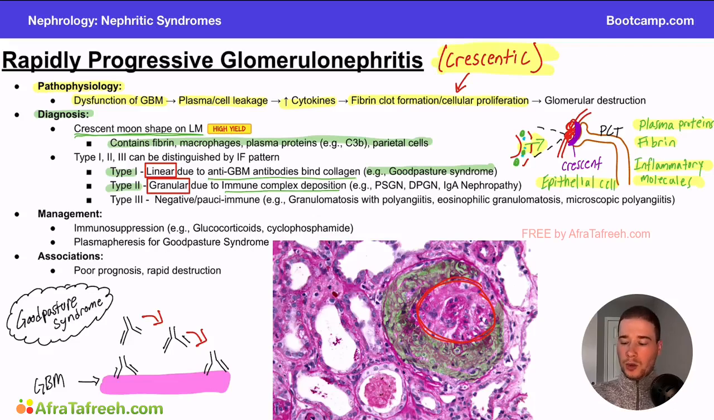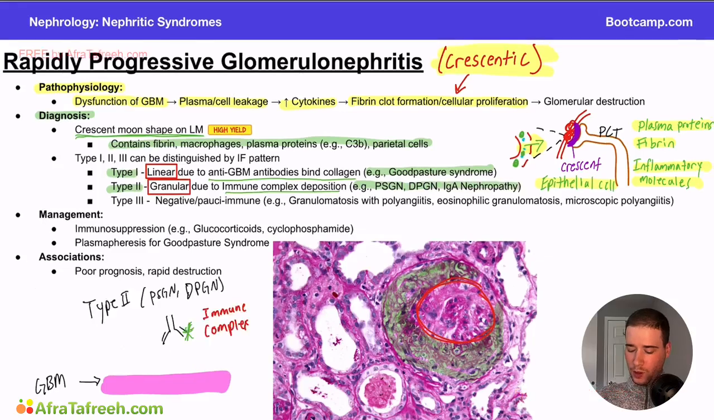This is more commonly associated with some pathologies including post-strep glomerulonephritis, diffuse proliferative glomerulonephritis, and IgA nephropathy. So in summary, for type 2, we have an immune complex, not just the antibody itself, which will then go and deposit at various places throughout the glomerular basement membrane, creating this granular appearance.